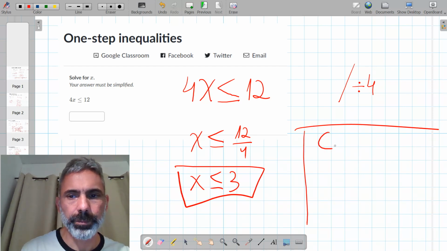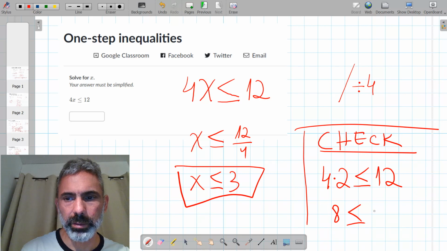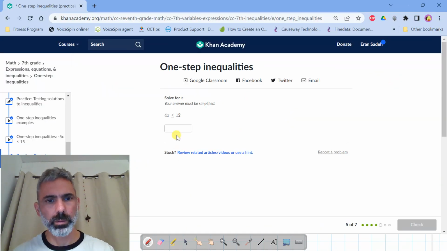Let's test check. So let's plug in 2, for instance, instead of x. So 4 times 2 needs to be less than or equal to 12. 4 times 2 is 8, and 8 is indeed less than 12. Okay, so x needs to be less than or equal to 3. X is less than or equal to 3. Good.